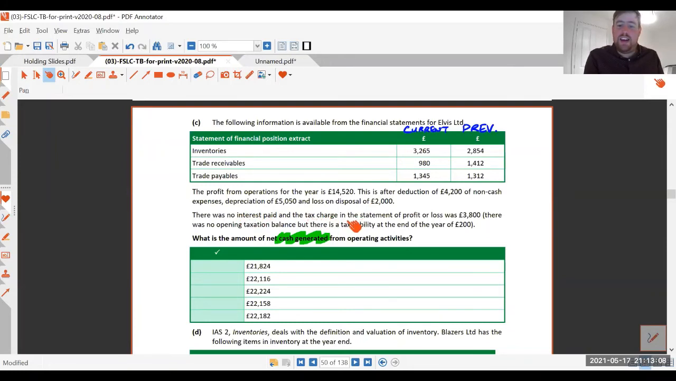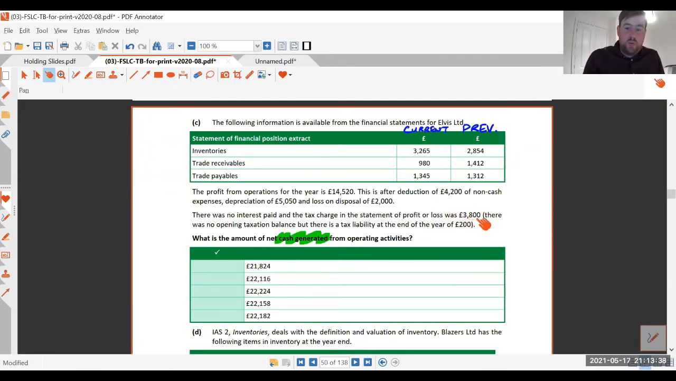And this is where that tax bit comes in. Nobody's tackled the tax one yet, but there is something going on here. It tells us that the tax charge in the statement of profit and loss is 3,800. No opening tax balance. The liability at the end of the year is 200. Yeah, golden, perfect. We're going to need to work out the tax that we've actually paid.